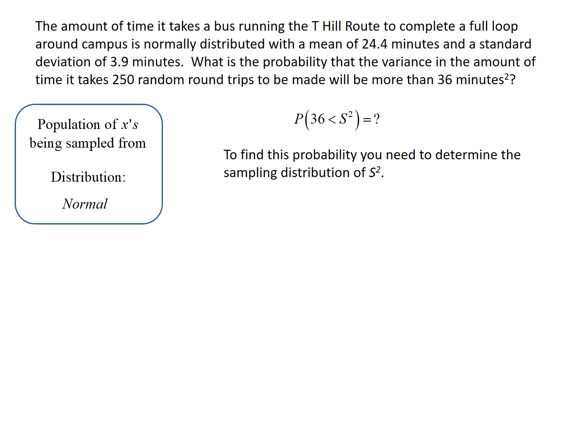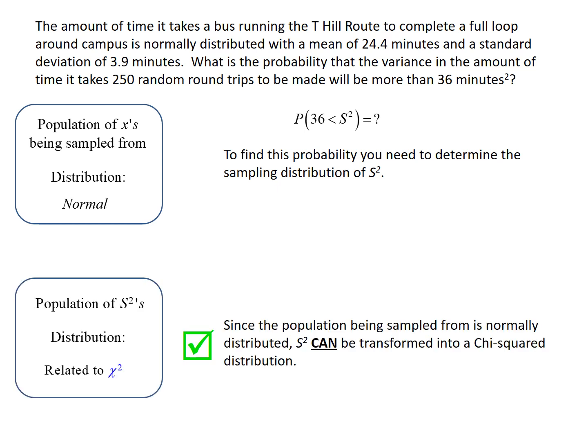We need to know the distribution of S squared. The population we are sampling from is normally distributed, which means that our sample variance S squared is related to a chi-squared distribution, and we can transform the sample variance of 36 into a chi-squared score and use all the chi-squared distribution tools that we have to find this probability.